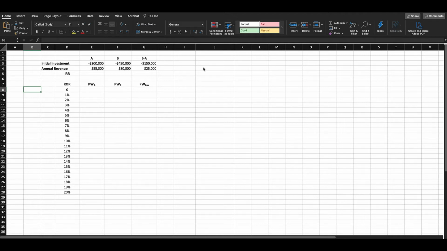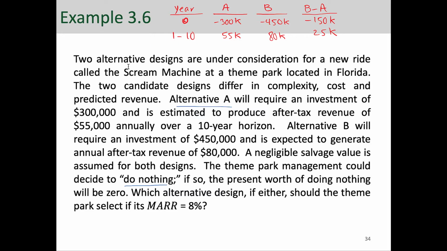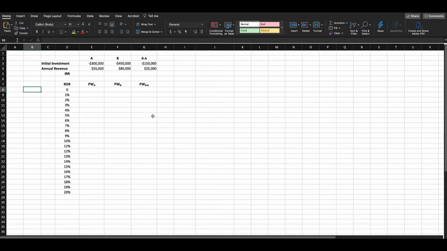Hello everyone and welcome. In this video we're going to look at the example that we just solved by hand manually. And here's the example where we have two alternative designs, essentially two investment alternatives with different initial investment and annual return over 10 years. And what we want to do is to graphically show the internal rate of return for these two alternatives.